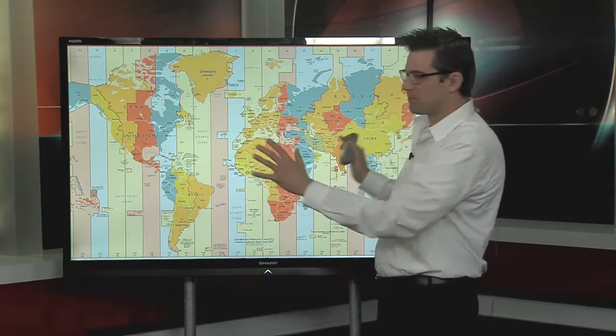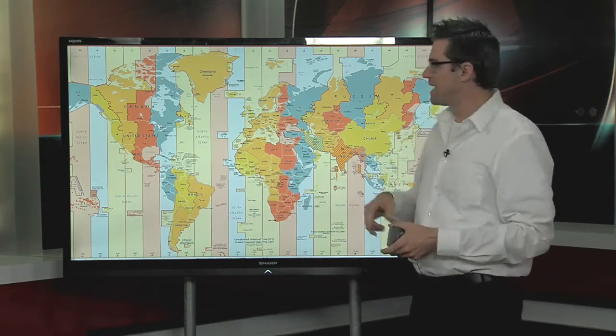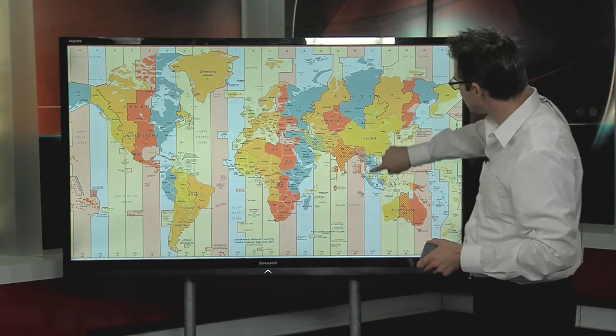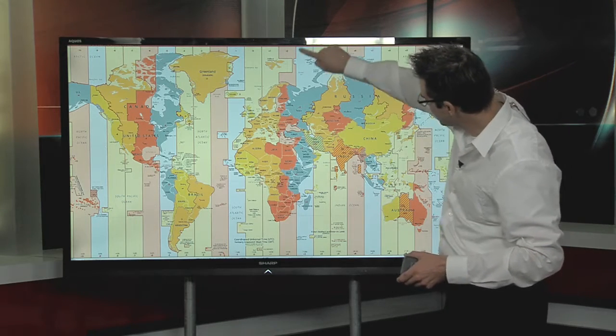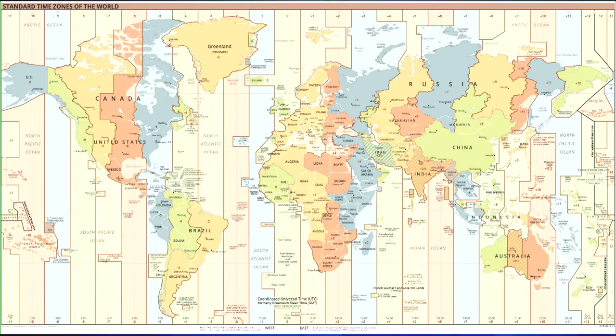So this is a Mercator projection, which basically means it's a flat map. And each one of these lines that you see, these vertical lines, are lines of longitude, okay? So there are 24 of those. We'll go ahead and bring this up full so you can kind of see what I'm talking about here. Those lines going up and down vertically across the screen, lines of longitude.